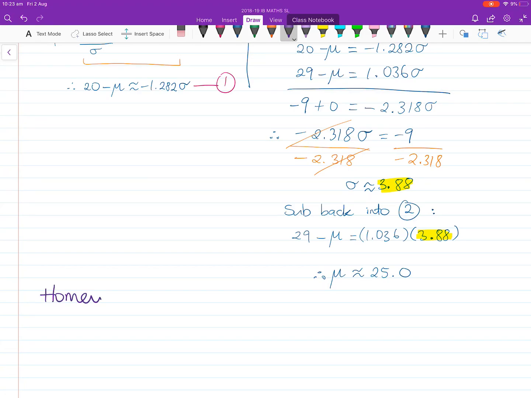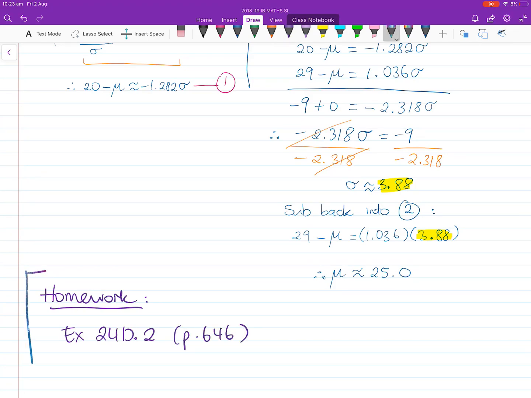Alright, so now it's your turn. Have a go at the questions. It is exercise 24D.2, which rounds off the end of our normal distribution chapter, which is great. And the exercise is on page 646. And please don't forget, there are also more questions in the Oxford textbook as well that you can use.